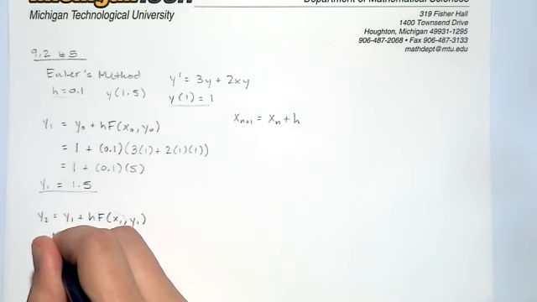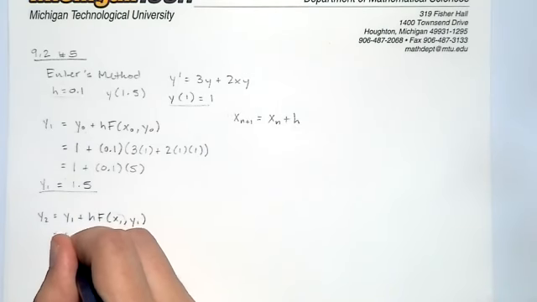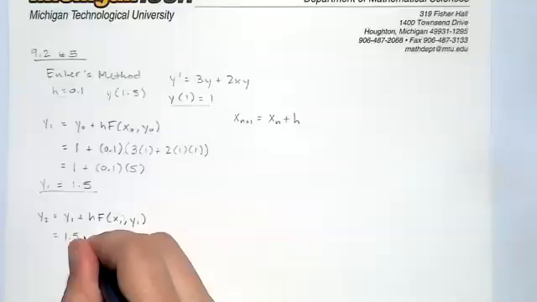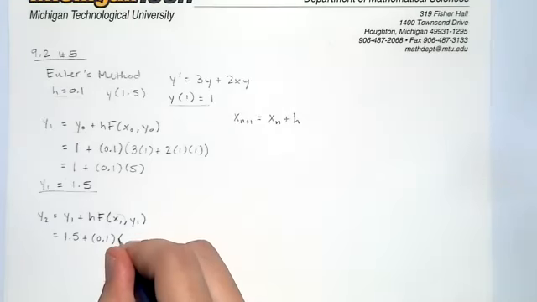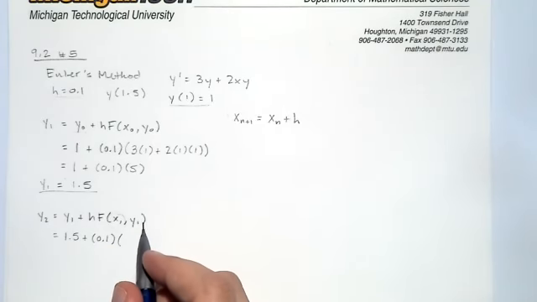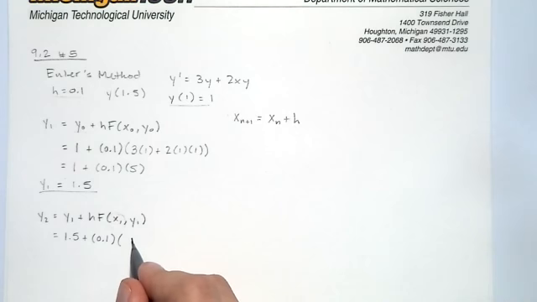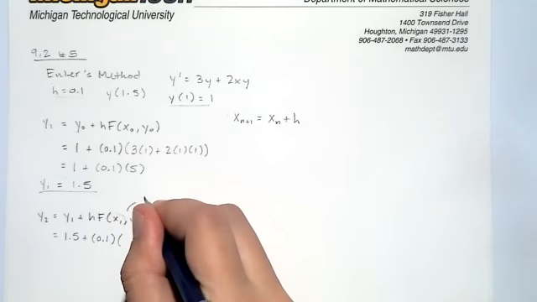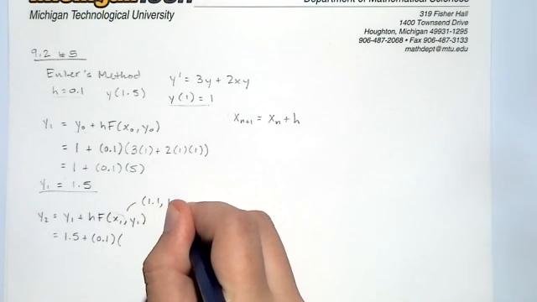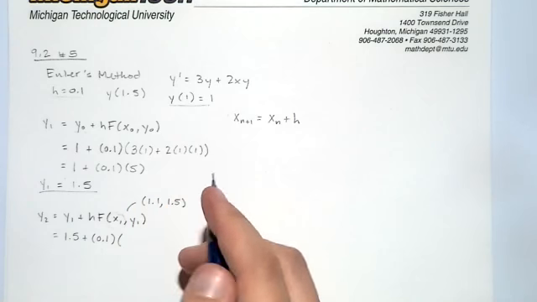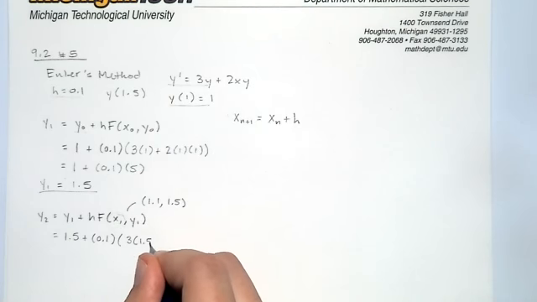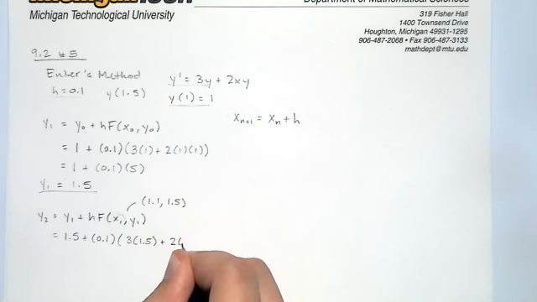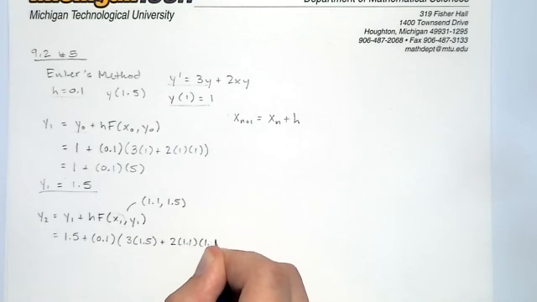So we can then write out that y2 is equal to 1.5 plus 0.1 times, and then we are going to plug our point of 1.1, 1.5 into our y prime. And so that is going to be 3 times 1.5 plus 2 times 1.1 times 1.5.